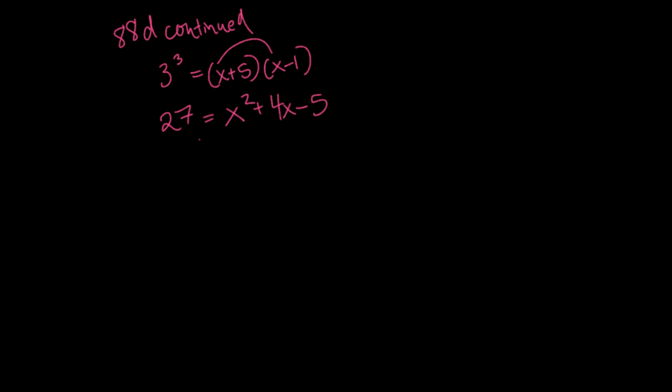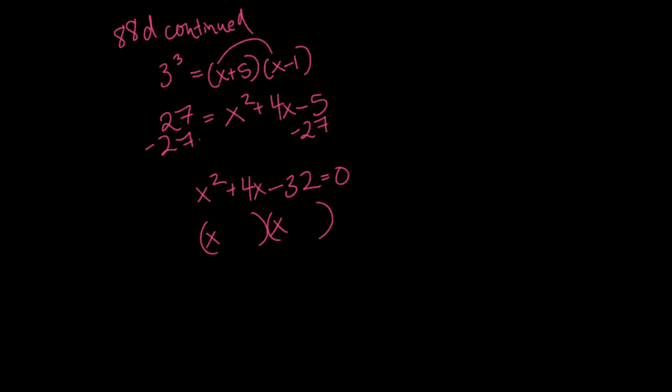So I need to solve this by getting it into standard form. That's the best method. Subtract 27. So x squared plus 4x minus 32 equals 0. Try to factor this if possible. So I think it's going to be an x, and I think it's going to be an 8 and a 4. And it looks like the 8's going to be positive and a minus. So x equals negative 8 and x is equal to 4.